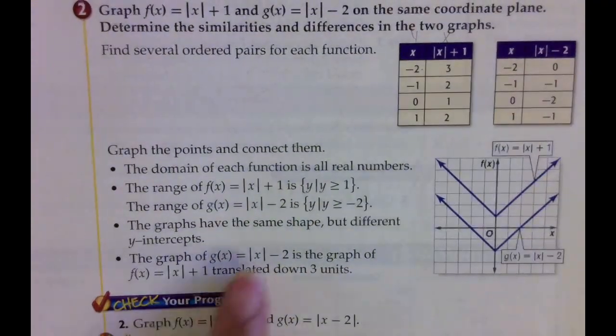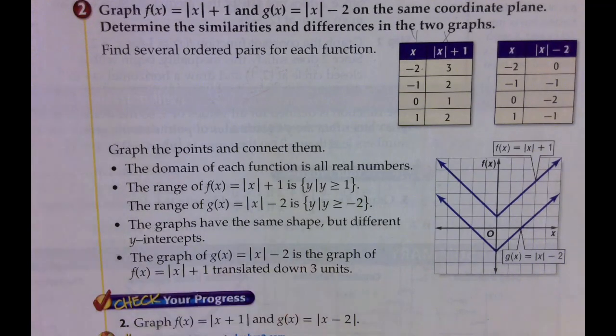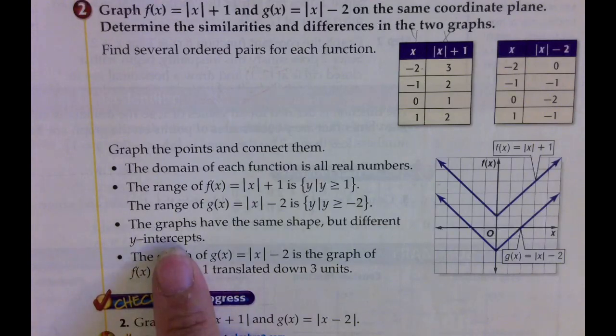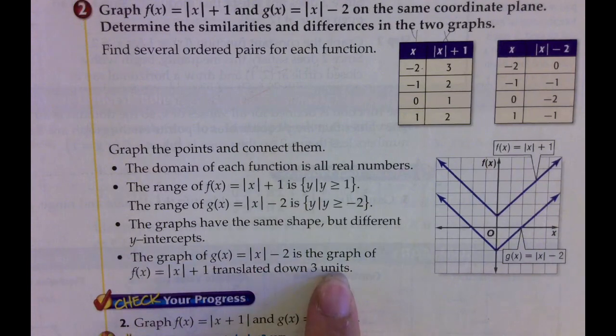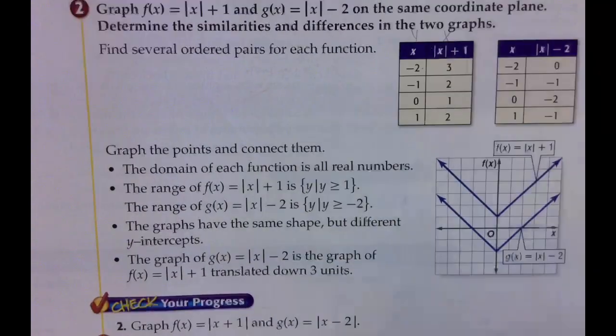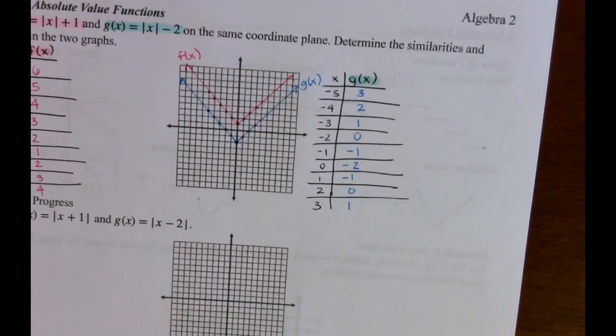Okay, they have the same shape. It's that V shape, right? How wide it is is the same. The difference is they have different y-intercepts. And then what they also realized is that comparatively, the g of x one is 3 units below f of x, right? It is 1, 2, 3, and then you'll get the point for your g of x. Okay, and you see that here.